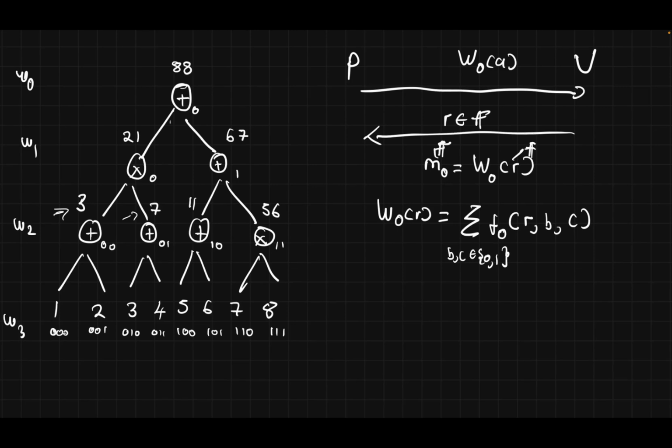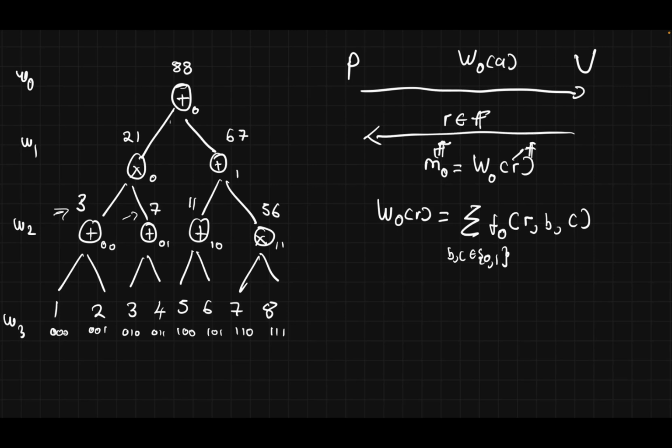M0 is just a value. When you evaluate W0 at R, you will get M0. M0 is the claimed sum. The new claim is the evaluation of the output at R. Like if you evaluate the output at 0, you're going to get 88, right? So now the verifier chose a random value, not just 0. So whatever that evaluates to, that's M0. Does that make sense? Yeah.